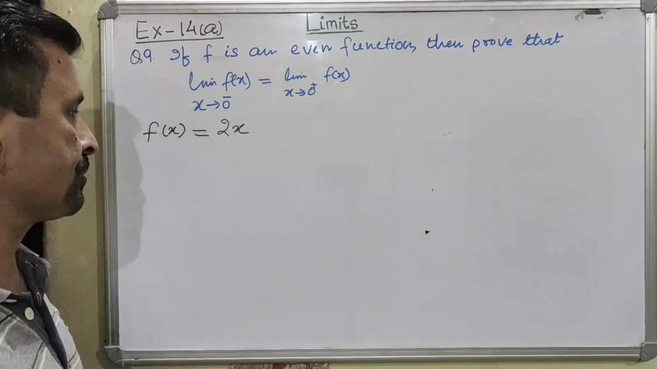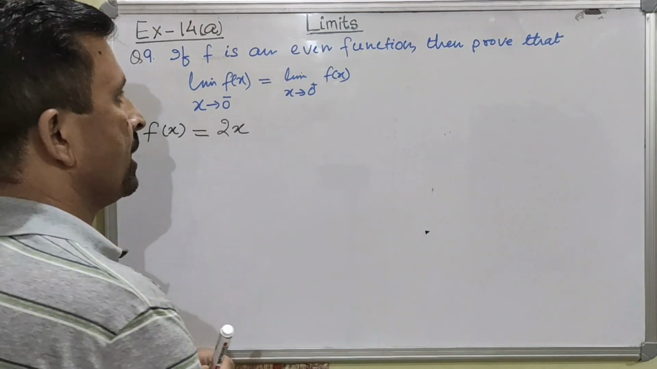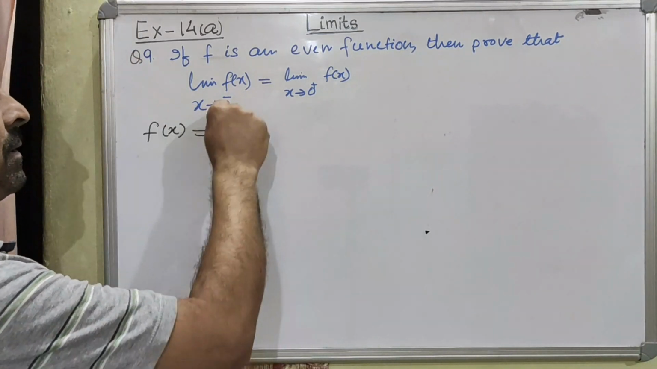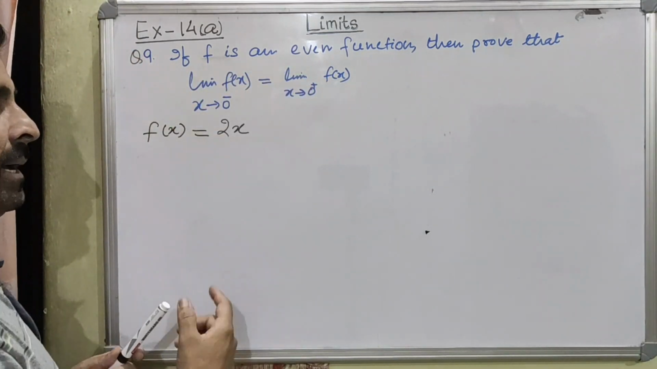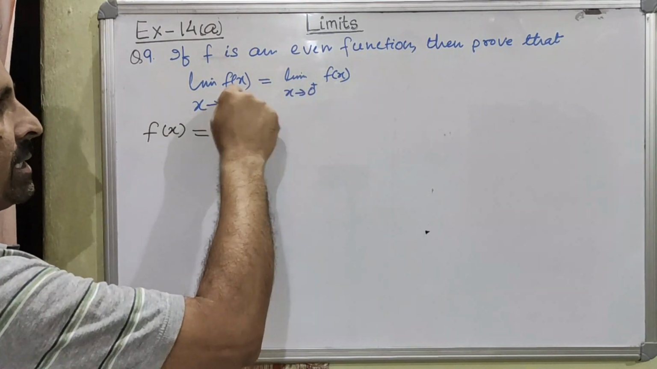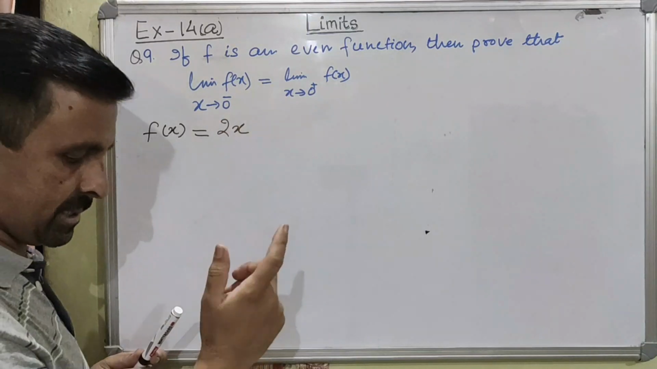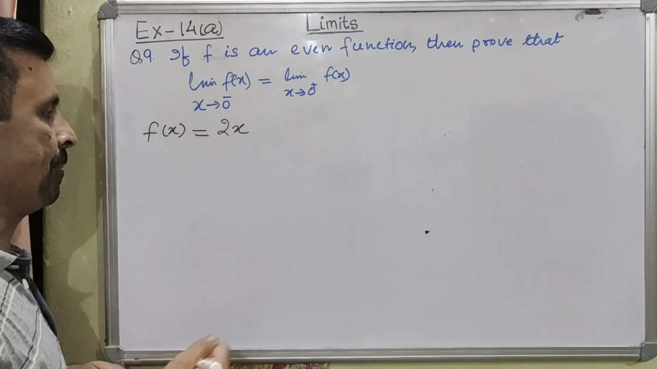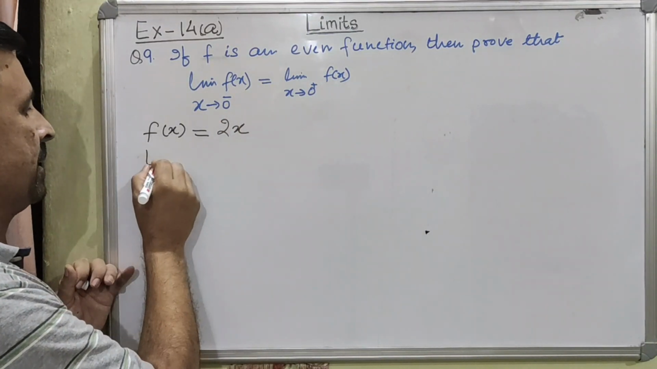Is this very clear? So now for this function we will find the left hand limit and the right hand limit, and then see whether they are equal or not, because it is said to be equal. That means our calculation also should be the same. So let us calculate the left hand limit.